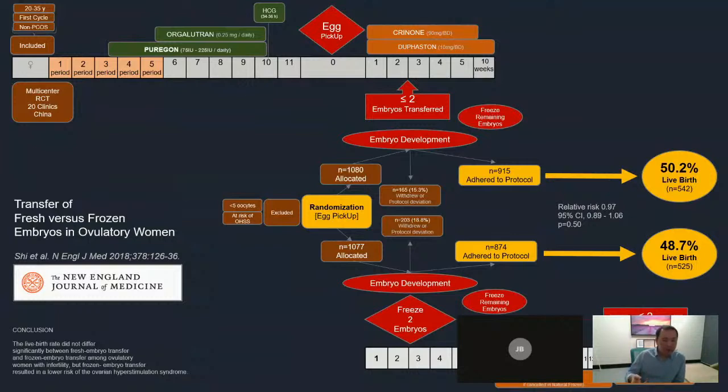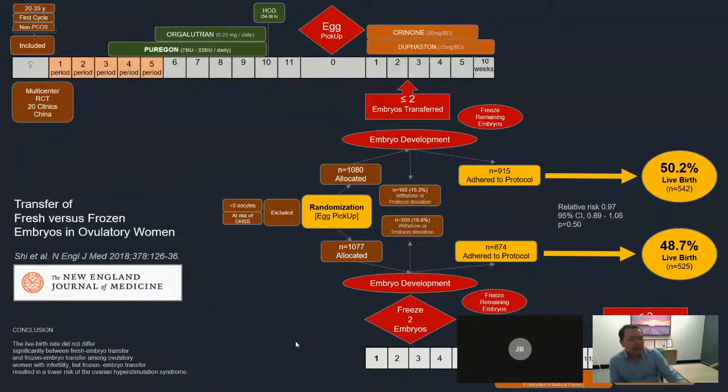If that cycle didn't work, then the next cycle was an HRT frozen cycle. Although this says ovulatory women, some women may not ovulate every month, and if they didn't ovulate the next month, they had an HRT frozen cycle.